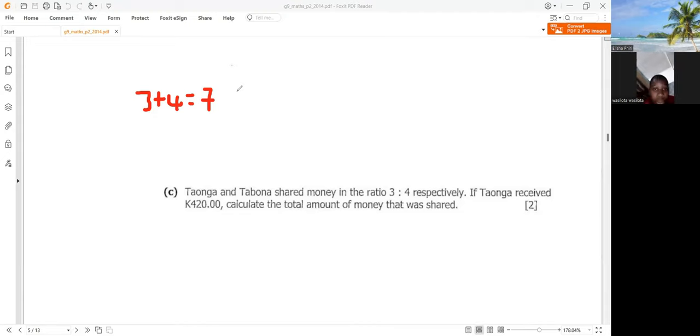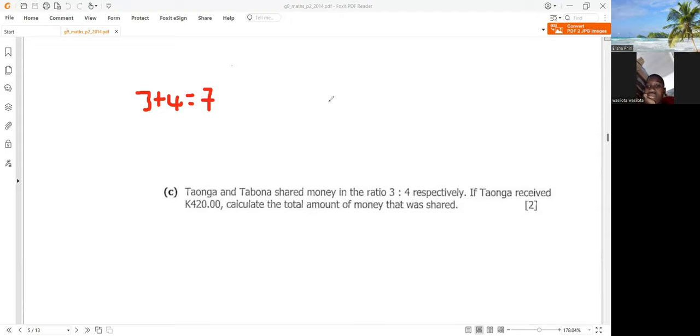Since Taonga has 420 streets, and Tabona has none, I cross multiplied and, sorry, I wasn't saying anything. Okay, I see. Cross multiplied. Okay, so what you're trying to say is, well, okay, beautiful.